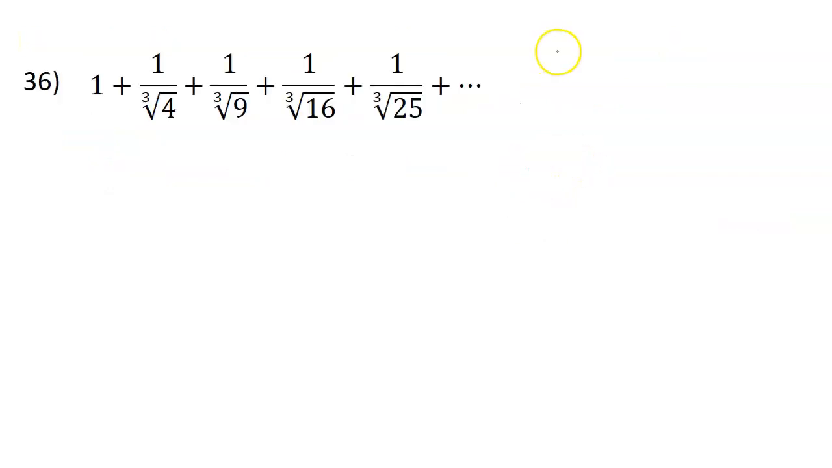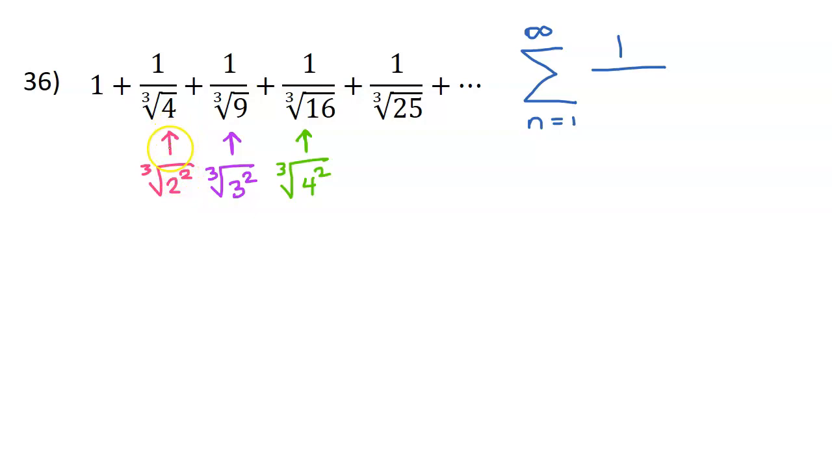For number 36, let's start by rewriting this series in sigma notation. So we are going to go from n equals 1 to infinity, and these are all fractions with a 1 in the numerator. In the denominator, notice that we have the cube root of 2 squared, 3 squared, 4 squared, etc. Also, remember that a fractional exponent is in the form power over root. So if I have an expression like this, p is the power, so that's going to go in the numerator. R is the root, which will go in the denominator.